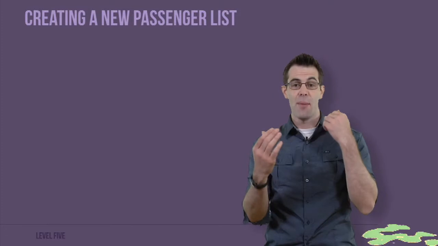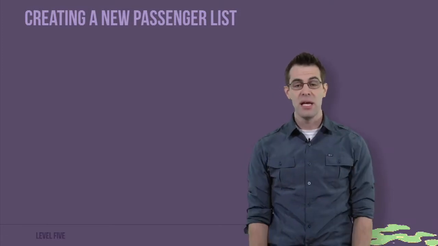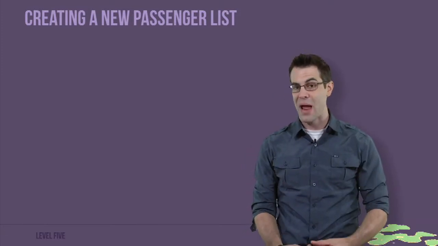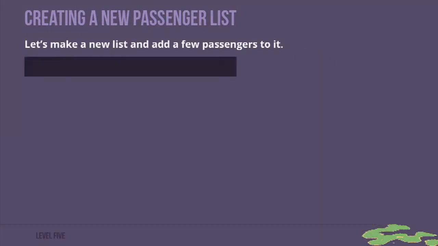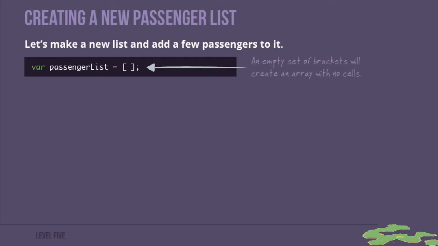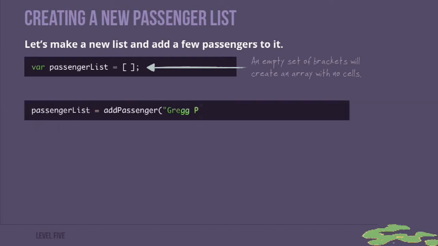Great, so now we've got a passenger adding function. How awesome. Let's see if we can build a passenger list from scratch and start adding some passengers to it. Here we go. So we'll start a variable called passengers list and we'll set it up as an empty list. We can do that with just 2 brackets. Then we'll call our addPassenger function and we're going to add Greg to it. So you can see our very first parameter is Greg Pollock as a string, followed by our newly created but empty passenger list. What gets returned is a new array with Greg Pollock as the very first and only cell.